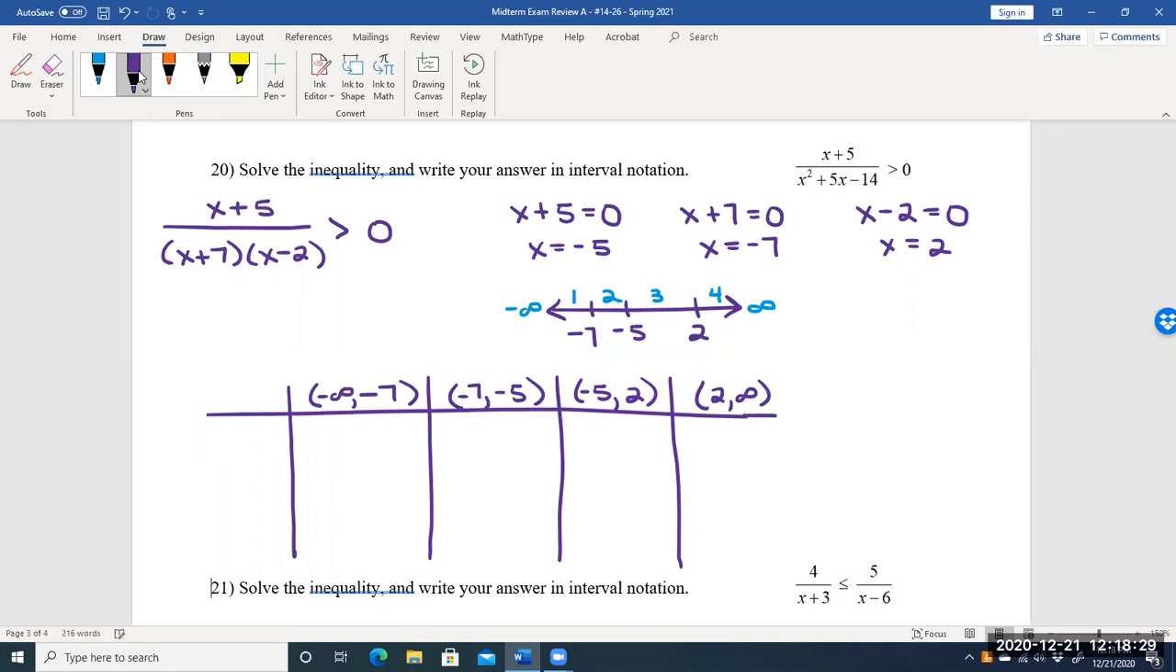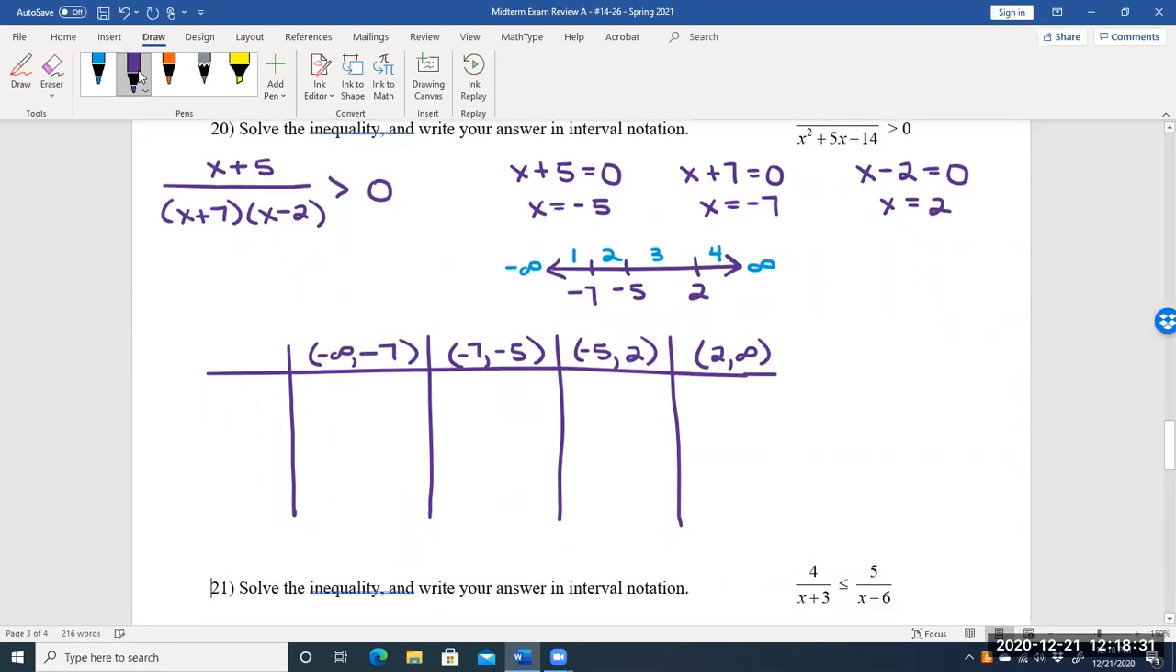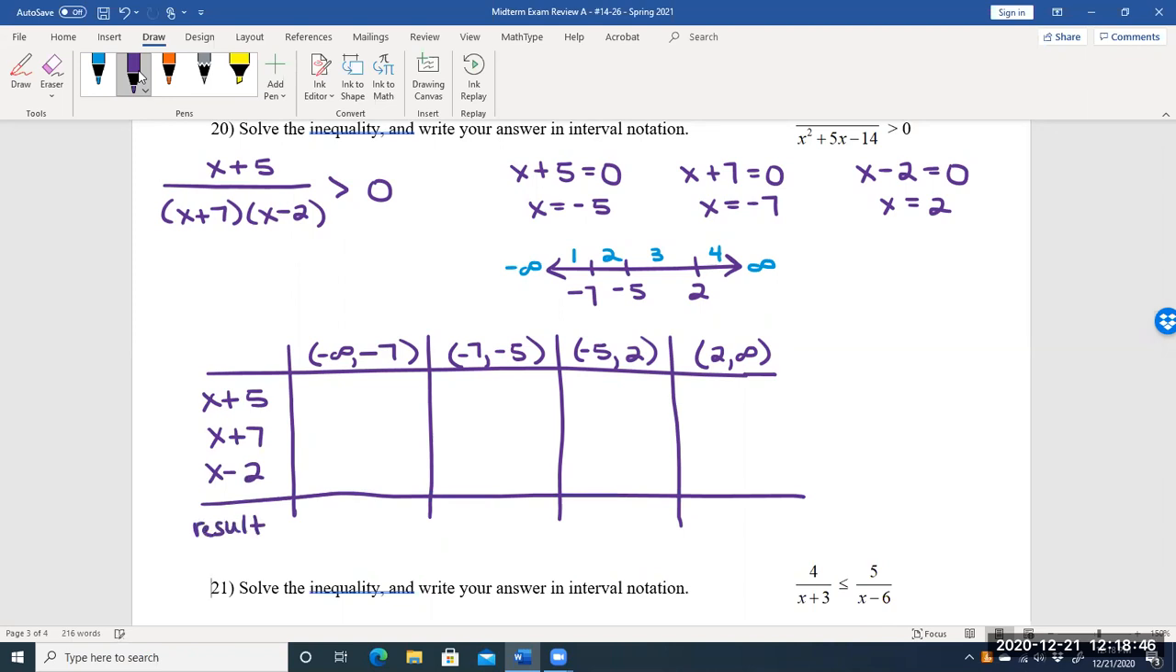Okay, so we wrote in our intervals. Over here on the left, I'm going to put in my factors, x plus 5, x plus 7, x minus 2. In the bottom row, I'll write the result, resulting sign, whatever you want to call it. Okay, so first interval, pick a number smaller than negative 7.